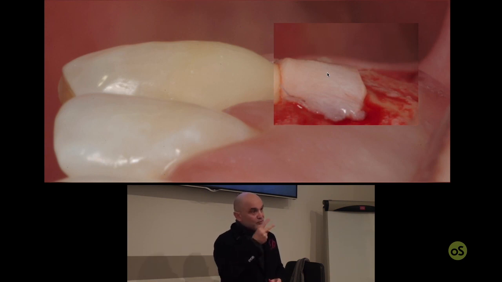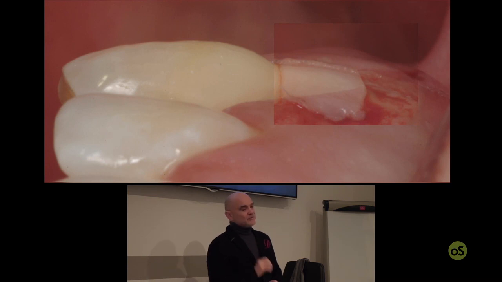So the indication to use a connective tissue graft in the treatment of gingival recession around teeth is in relation to two main aspects. First of all, is the amount of keratinized tissue remaining in your flap. Why?